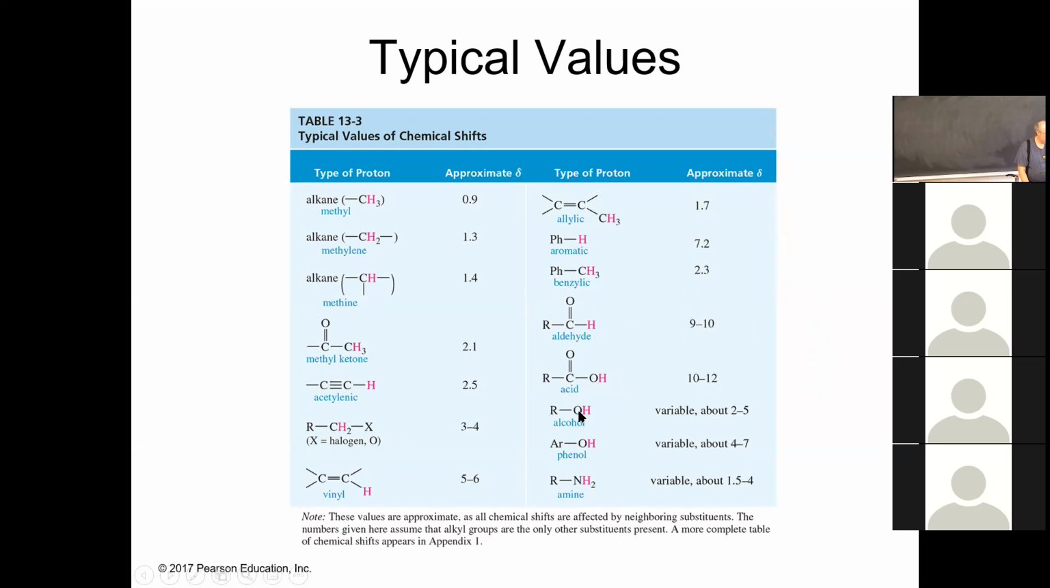OH and NH protons tend to be highly variable. They can vary depending on concentration, temperature, hydrogen bonding. There are several factors that can affect their chemical shift.